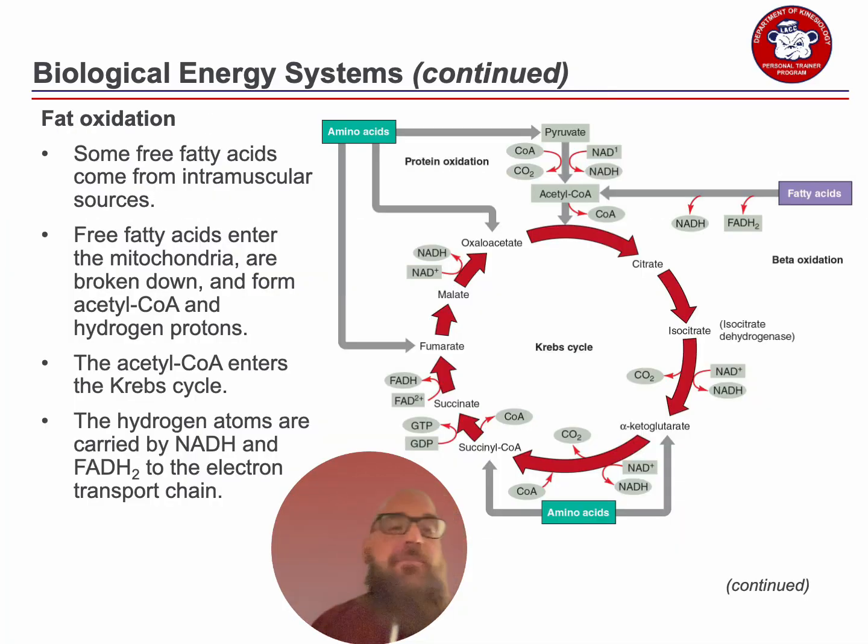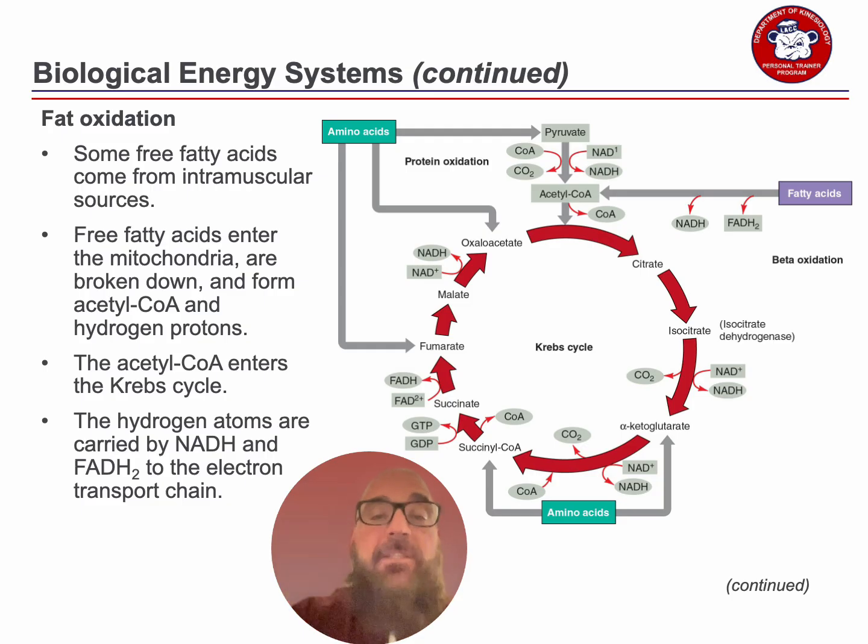Continuing on with that. So some free fatty acids come from intramuscular sources. If you ever look at, let's take a piece of steak for example, you'll notice that there's marbling in there. There's fat inside of muscles. And free fatty acids enter the mitochondria, are broken down and form acetyl-CoA, coenzyme A, and hydrogen protons. The acetyl-CoA enters the Krebs cycle, and then the hydrogen atoms are carried by the NADH and FADH2 to the electron transport chain. So we've got multiple things happening here. And that's a good thing, because we're going to get a lot more energy out of this.